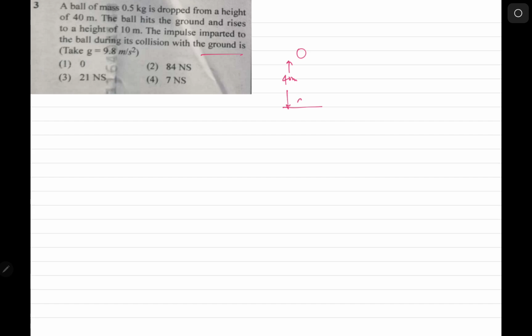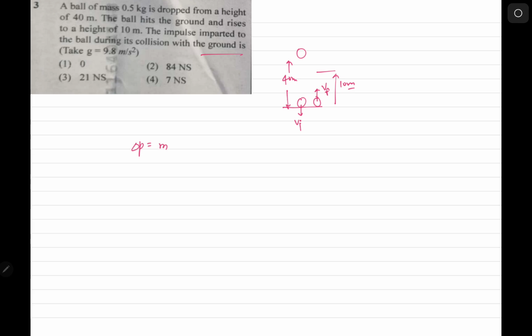Okay, so the ball will hit the ground with some velocity, let's say that is v initial, and it rebounds with a certain velocity v final and goes up to a height of 10 meter. Now with these two heights we can find the initial and the final velocities. First of all, I'll tell you about the impulse.